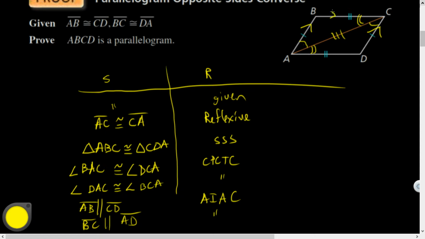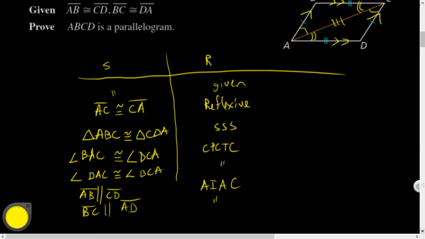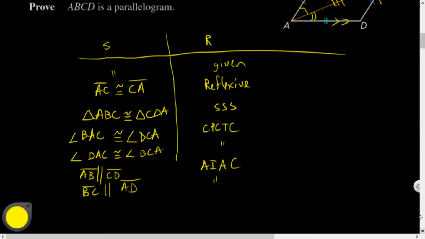All right. And then lastly, I could say that ABCD is a parallelogram. And that is by definition of parallelogram. Right? A parallelogram is a quadrilateral that has opposite sides parallel.